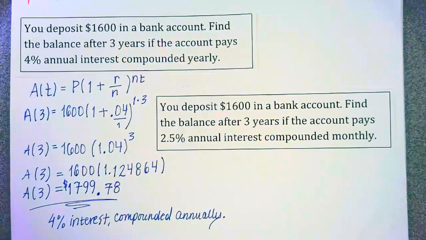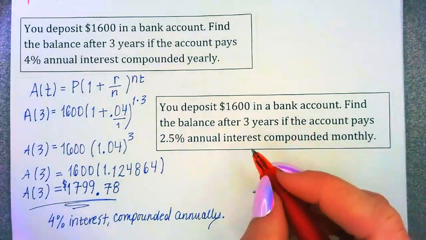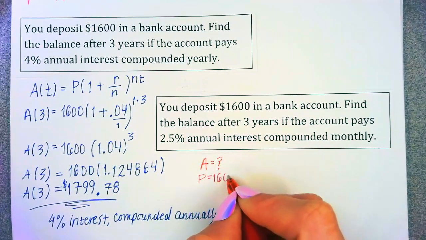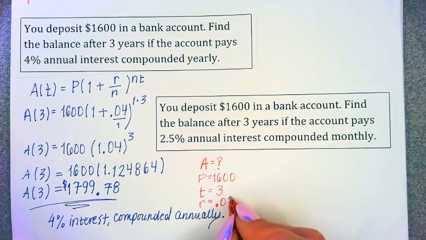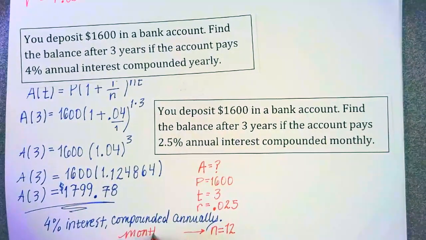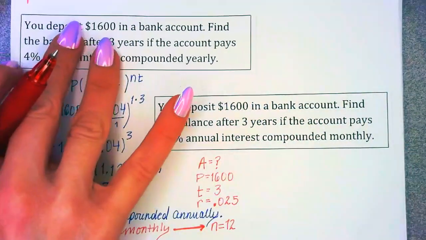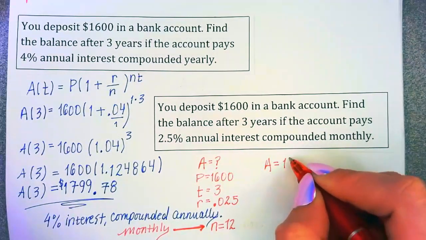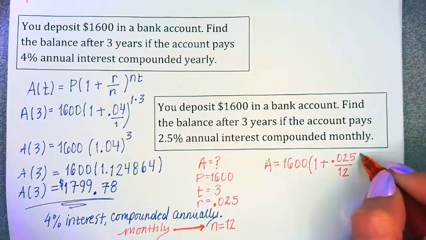What if we deposit $1,600 into a bank account and we want to find the balance after 3 years if the account pays 2.5% annual interest, so less interest, but now it's compounded monthly? How much money will we have if we start with $1,600 after 3 years where the interest rate is 0.025 and our N is 12 because we're compounding this interest monthly? So not only are we building on the amount of money every month, but we're also taking that 2.5% annual interest rate and we're going to divide it by 12 in the problem because you only get a small amount of this interest each month.